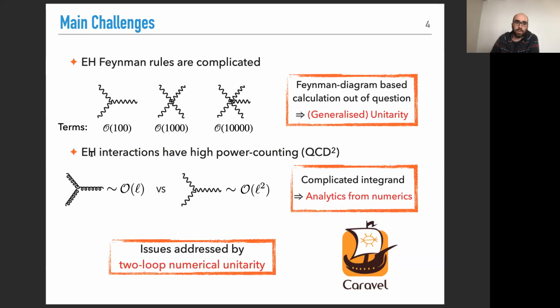Another issue is that the Einstein-Hilbert interactions have high power counting. So this is the power counting of a QCD calculation, where if you have a three-gluon vertex, you get a single power of the loop momentum in your numerator. Whereas if you do a gravity calculation, you can get the momentum squared. In practice, this means that the integrand will be complicated, and that you would want to avoid even having to construct the analytic form of the integrand. And in our approach, the idea is that we never do this. We just get the analytics of the final, integrated amplitude from numerical calculations. So in summary, both these challenges are addressed by our approach, two-loop numerical unitarity, which we've implemented in this automated framework called Caravel that we will be releasing soon.